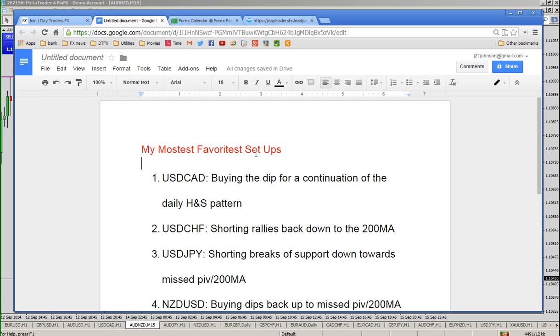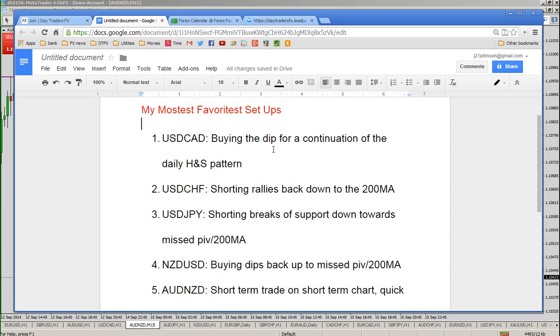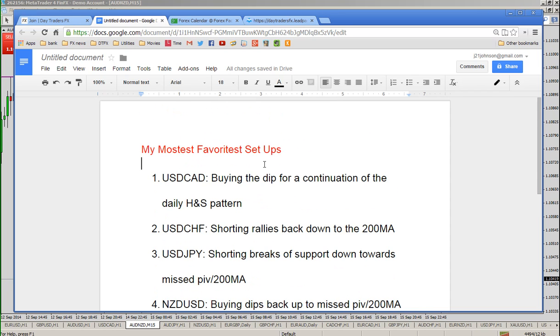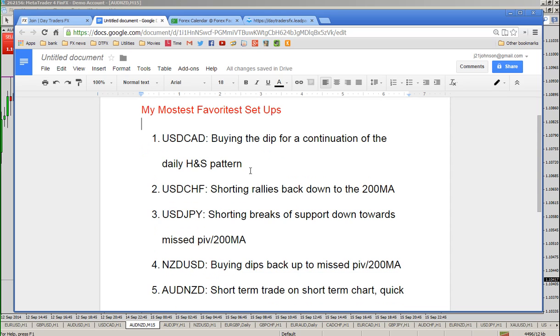These are my mostest, favoritist setups for the week. I'm pretty sure that's accurate English, proper English, one of the two. And we're going to talk about these right here. So let's get right down to the nitty-gritty.